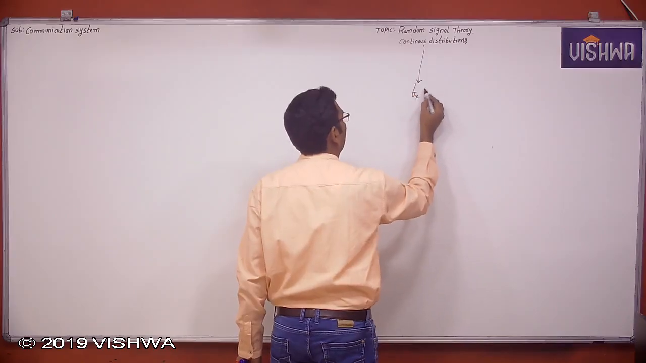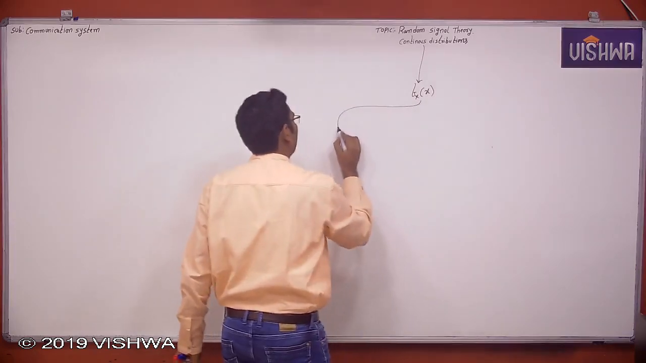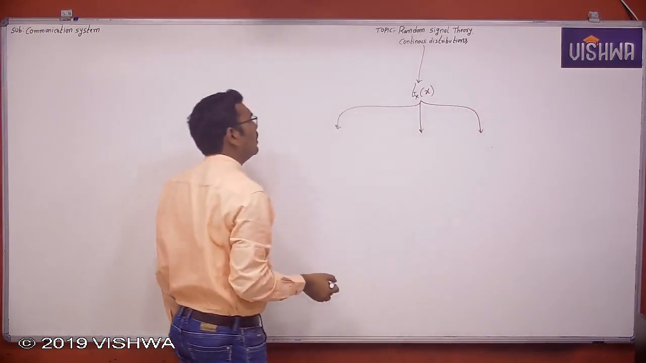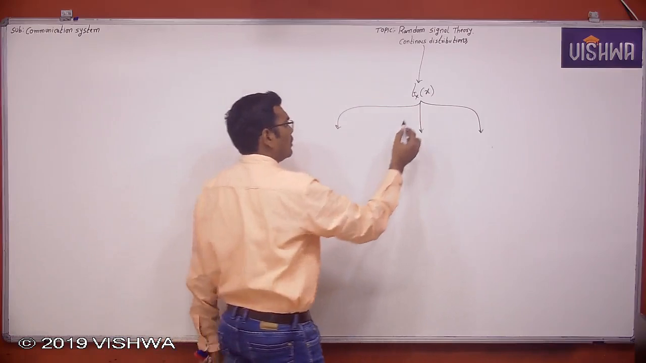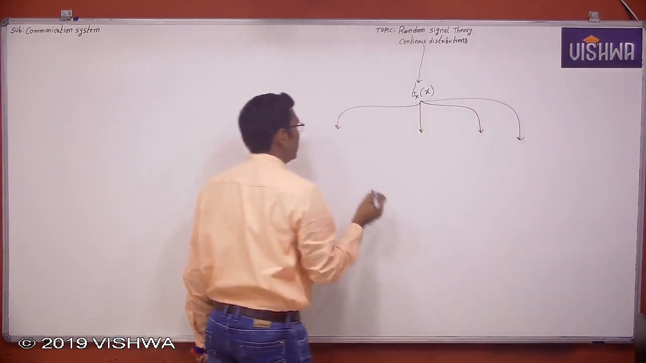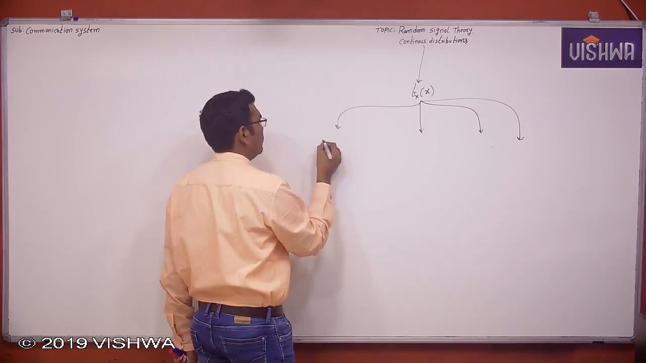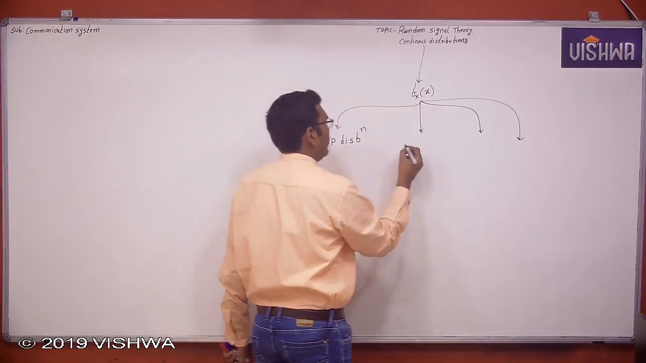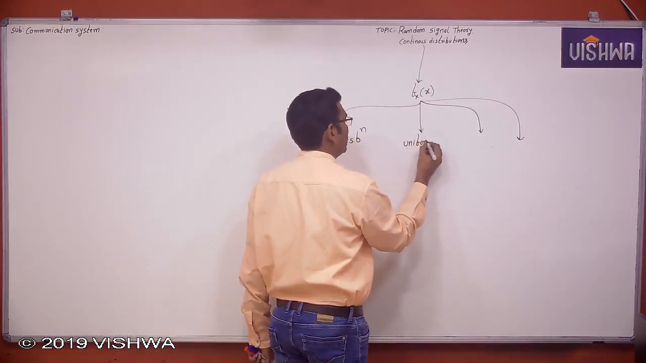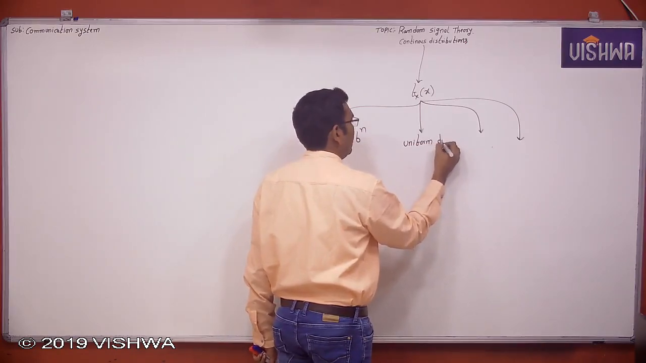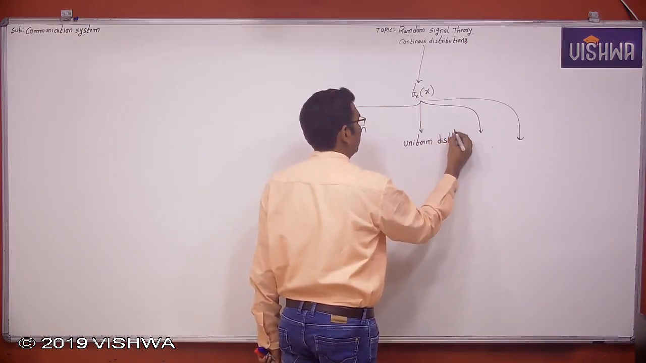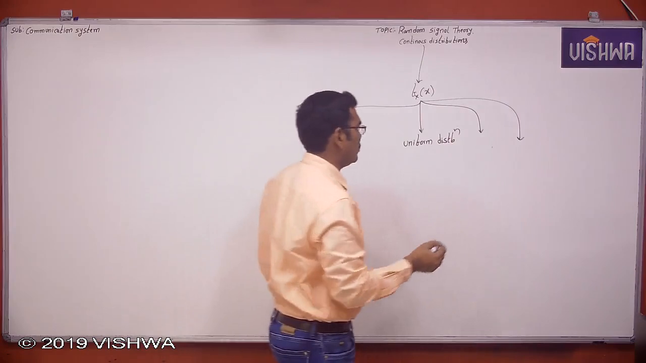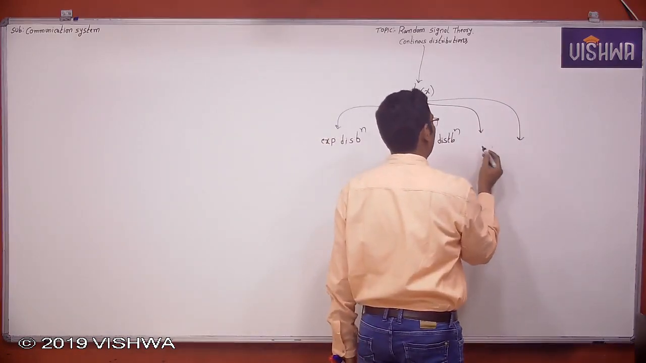Continuous distributions are explained with the help of the probability density function. There are four continuous distributions. We have already covered two of them in the last sessions, the exponential distribution and the uniform distribution. Now there are two more continuous distributions.